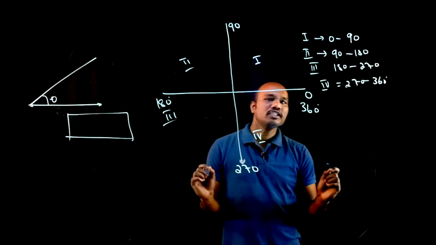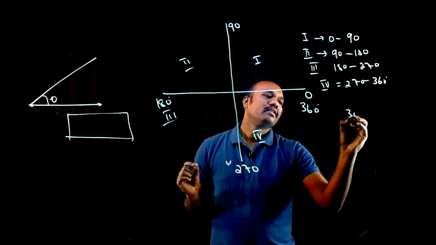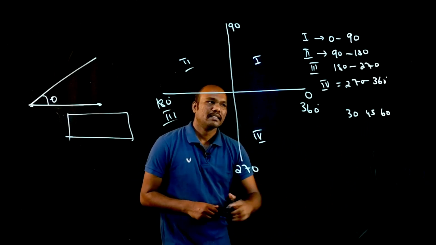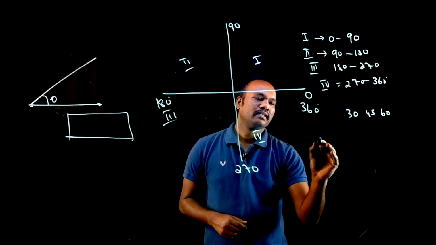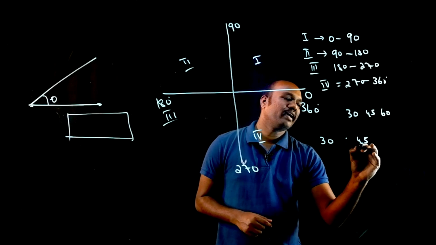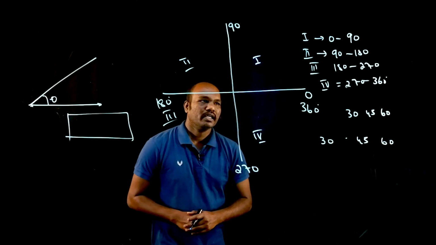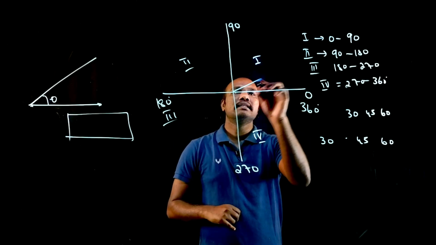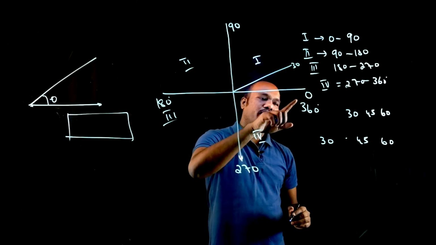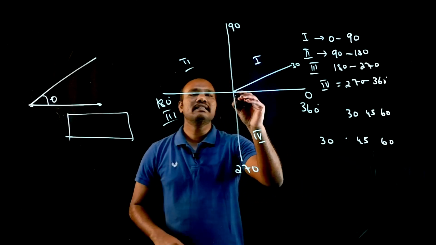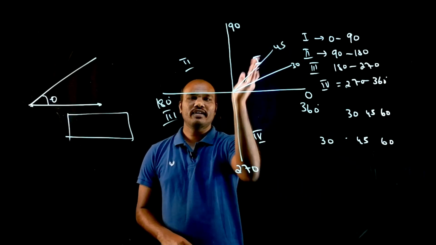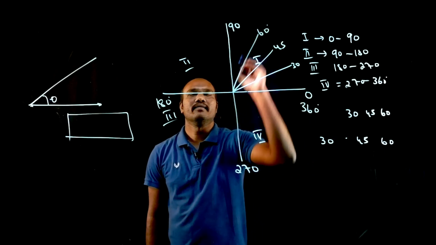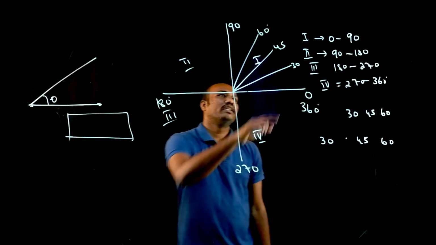The most important angles you should remember are 30, 45, 60. These three are most important. We start with the first quadrant. We start with 0. 0 plus 30 is how much? This is the 30 degree line. 0 plus 45 is how much? This is the 45 line, because it has increased 45 now. Again, 0 plus 60 is how much? This is the 60 degree line. This first quadrant is done.